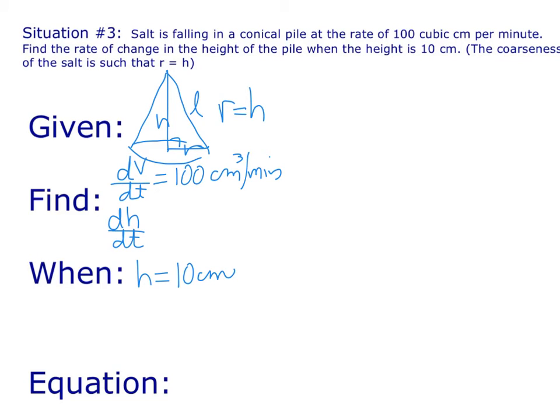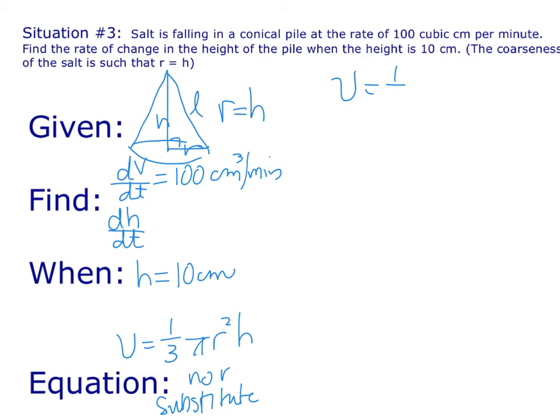So the volume of a cone is 1/3 pi r squared h, but we've not been given r. There is no r, so we need to substitute for the r. We just want it to be in terms of h. So when we do this up here, the volume is equal to 1/3 pi, and instead of r squared, I'm going to put an h in for r, so h squared times h is h to the third. And that is my equation.